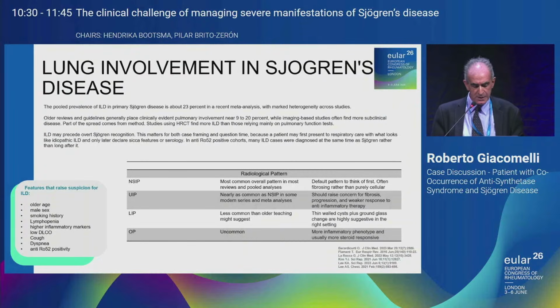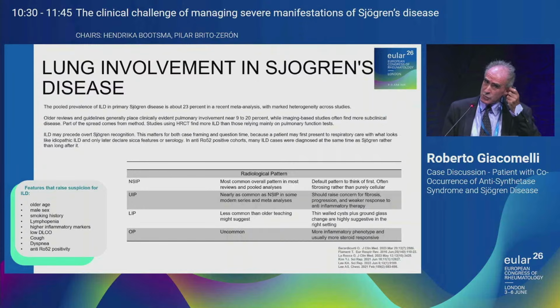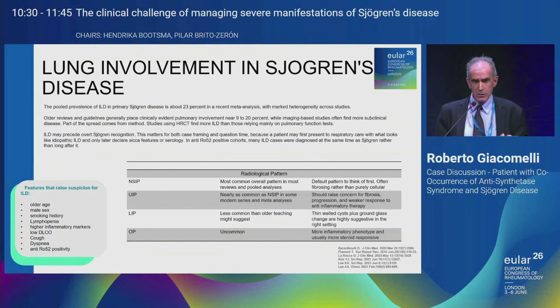About the radiologic pattern of the ILD, generally non-specific interstitial pneumonia is the more common pattern that we may observe in these patients. But in the last years, also the usual interstitial pneumonia pattern is increasing, and now they are nearly as common as NSIP in our patients. And of course, this pattern generally shows a more aggressive disease.